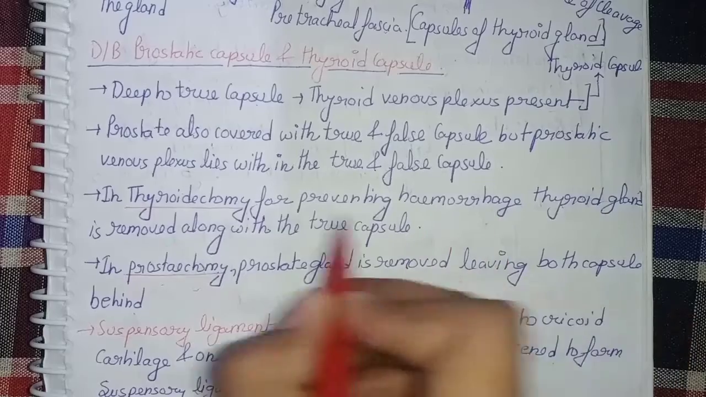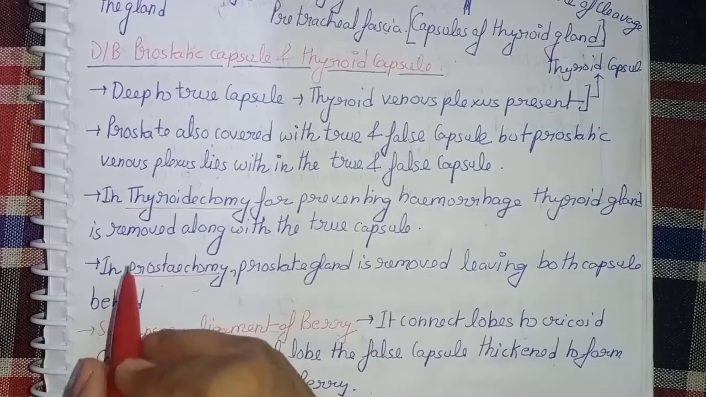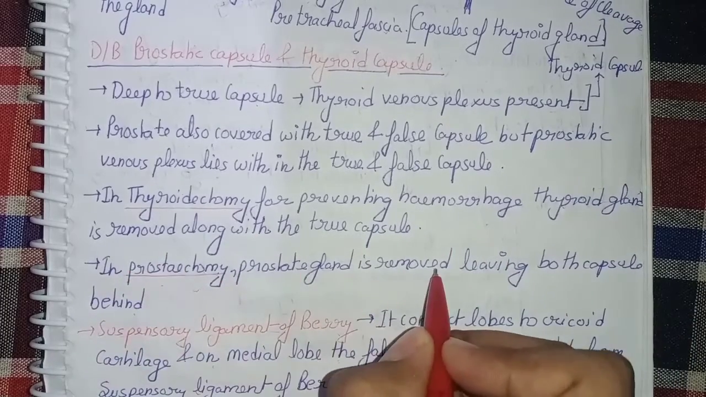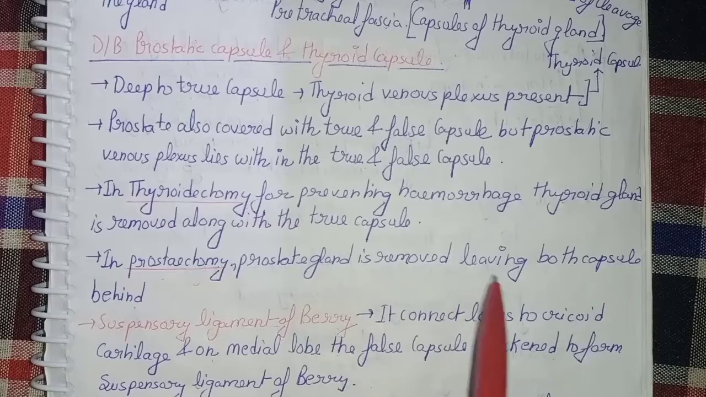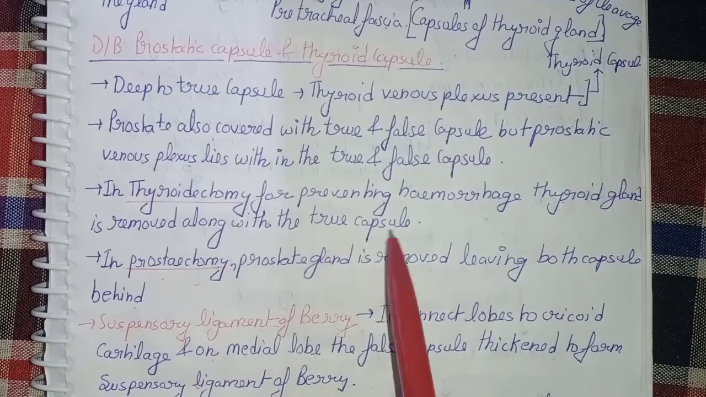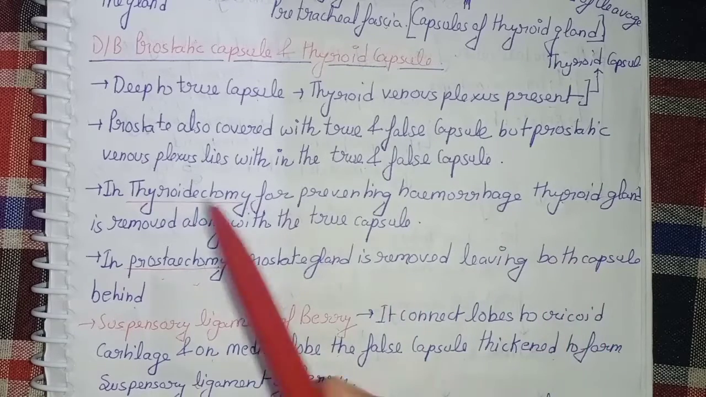So preventing the hemorrhage, the thyroid gland is removed with the true capsule. In prostatectomy, the prostate gland is removed, leaving both capsules behind. So this is the difference between the prostate capsule and thyroid capsule. In prostatectomy, the prostate gland is removed leaving both capsules, but in thyroidectomy, for preventing the hemorrhage, the thyroid gland is removed along with the true capsule.